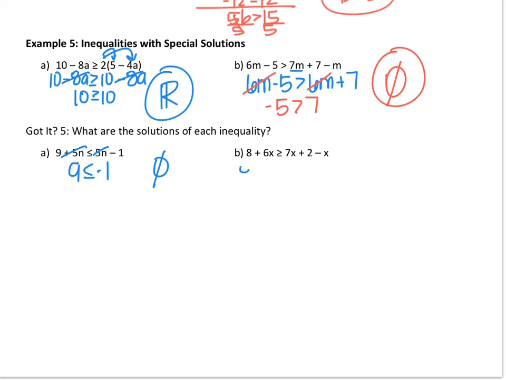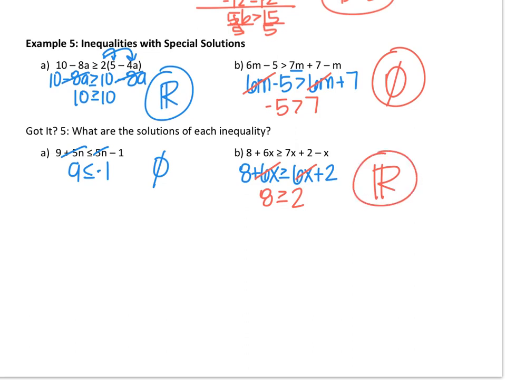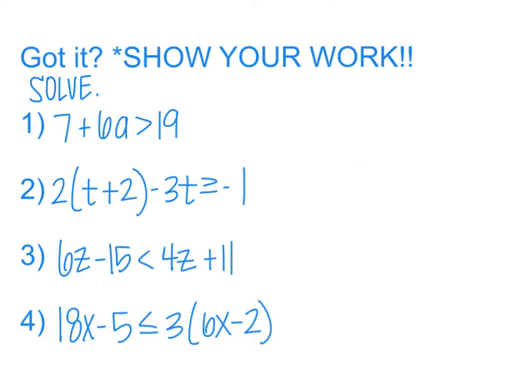For B, if you combine like terms, you get 8 plus 6x is greater than or equal to 6x plus 2. The 6x's will cancel because they're the same sign, number, and variable on opposite sides of the inequality. And you get 8 is greater than or equal to 2, which is always true, so your answer is all real numbers.